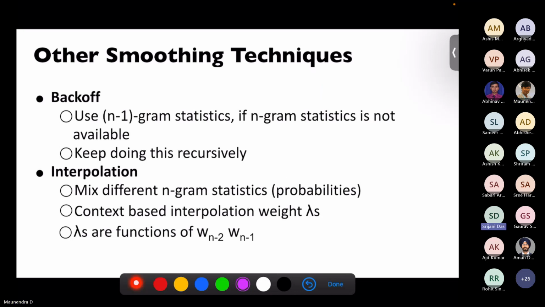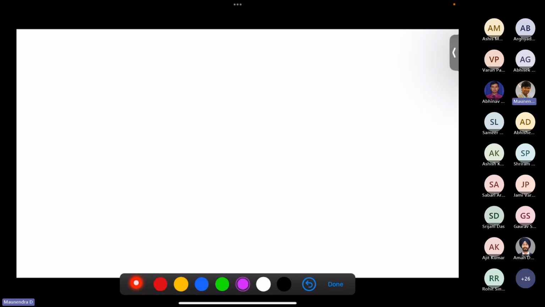Sorry to interrupt, sir. I think the slide has not changed. I can still see the back off and interpolation slide. Okay, so let me, yeah.